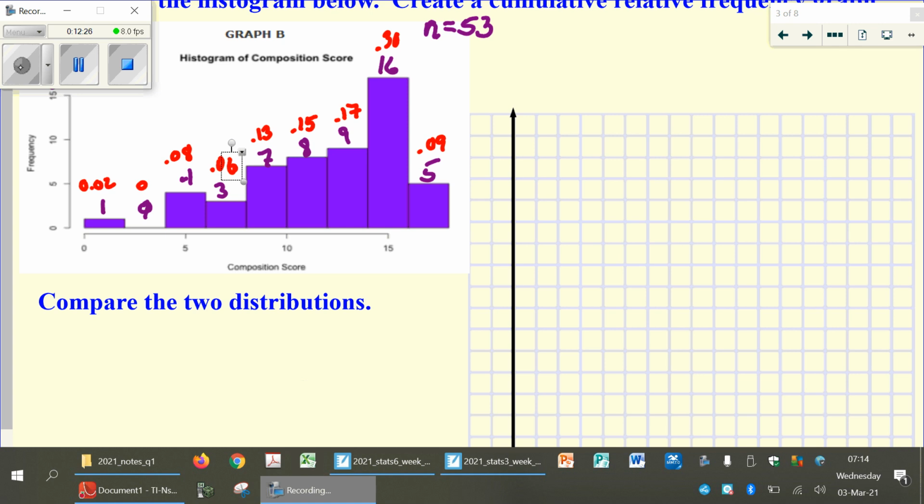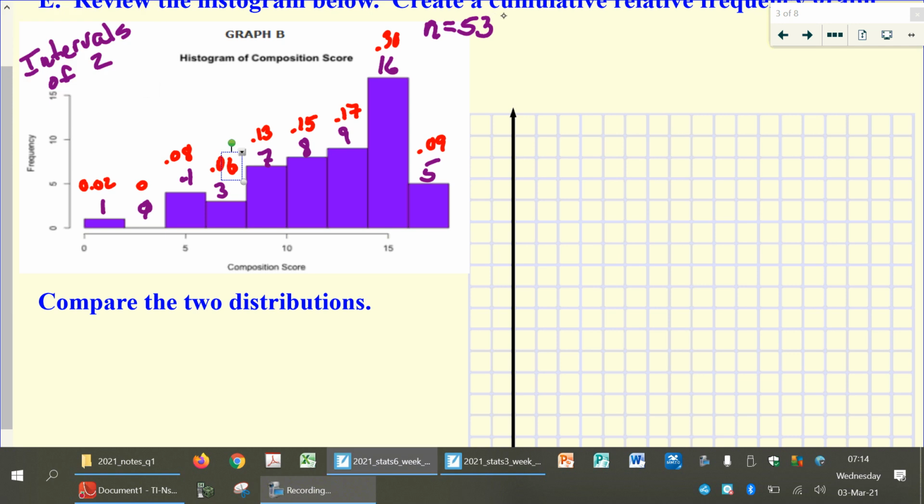So here we have now all of the percents added up. And these are the relative frequencies, but remember this is a cumulative relative frequency plot, which is a summative total. So we're going to have to find the sums from each total. So the value for each interval is going to be the sum of that interval and the previous intervals.